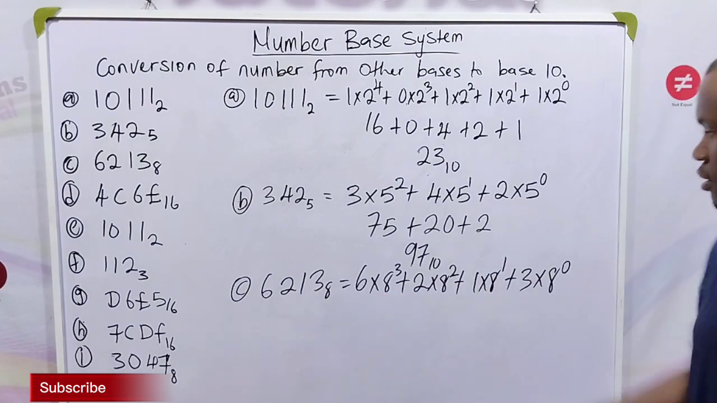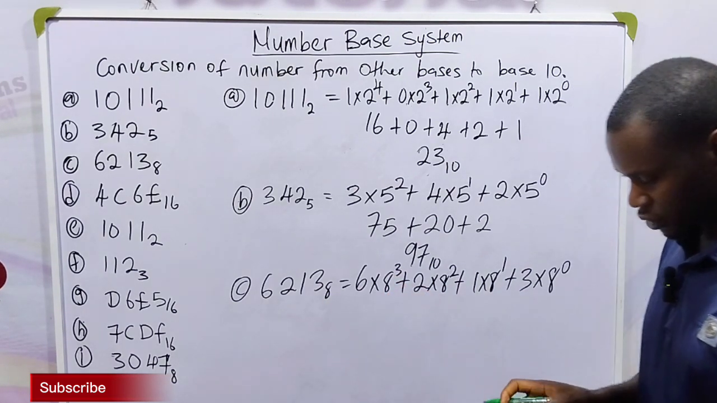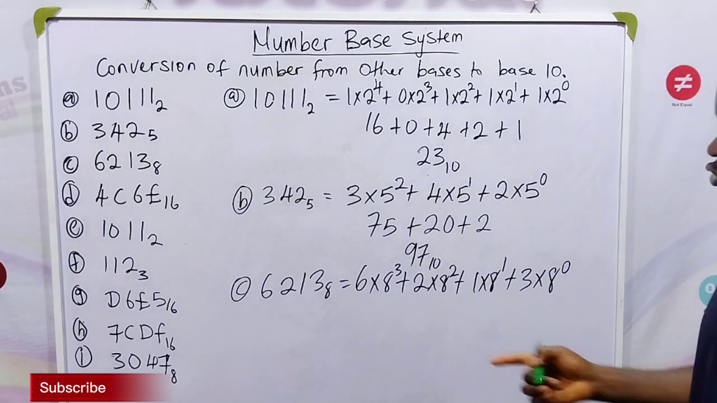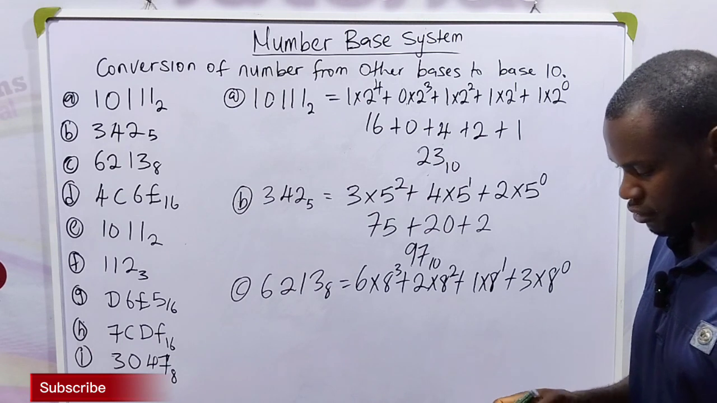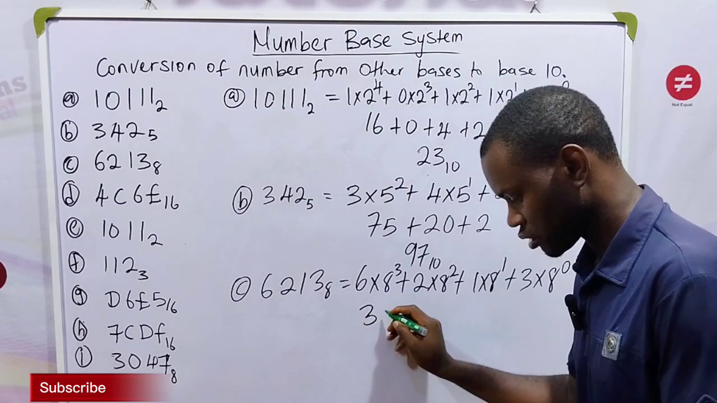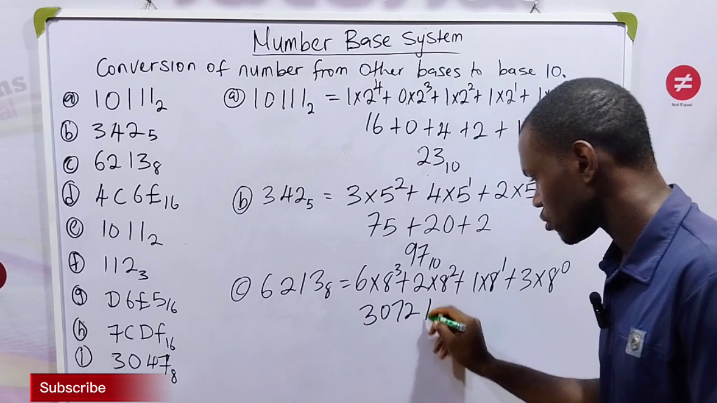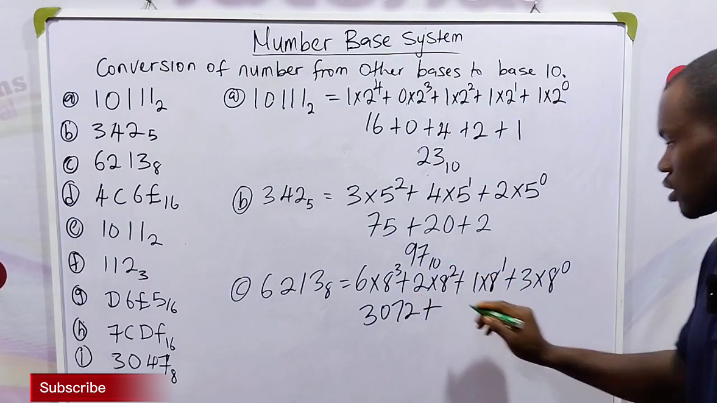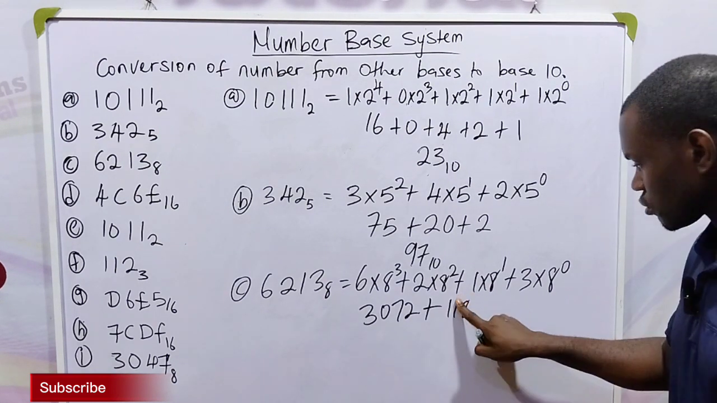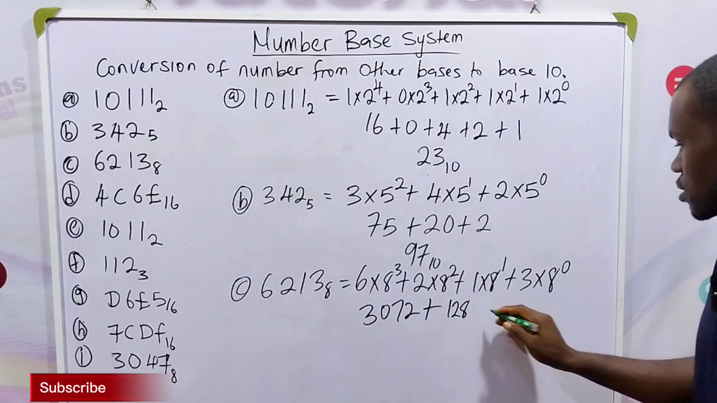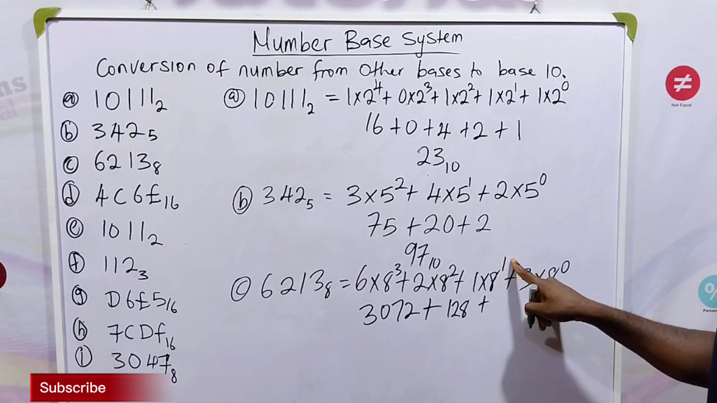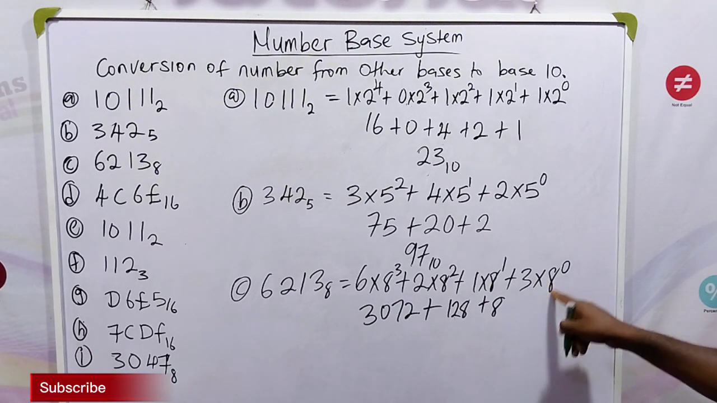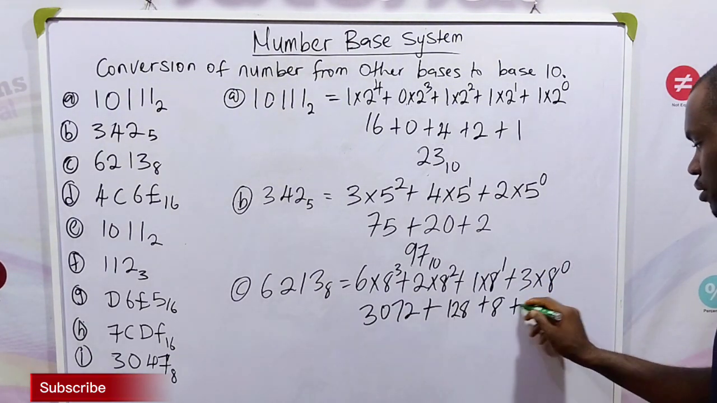Our base is 8. Now, 8 raised to the power of 3 will give me 512. Multiply it against 6. We have 3072 plus 8 raised to the power 2 is 64. Then 64 times 2, that will give us 128. Then 8 raised to the power 1 is 8. 8 times 1, 8. 8 raised to the power 0 is 1. 1 times 3, we have 3.